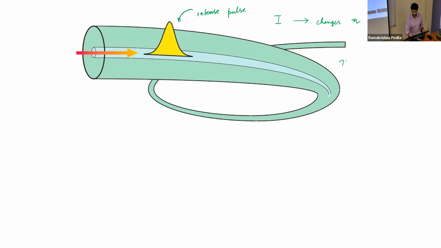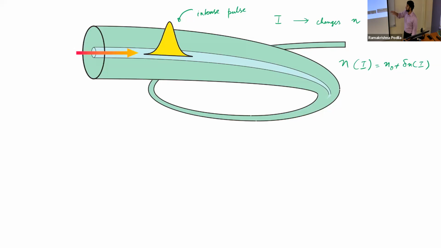So you can write refractive index in general as a function of intensity as some n0 plus some delta n, which is dependent on the I. These things are non-linear terms. So unless you have very high intensity, these won't become very common. So that's why you shoot a very intense pulse, which you can get from a titanium sapphire laser, and you can get a femtosecond pulse that's very intense.